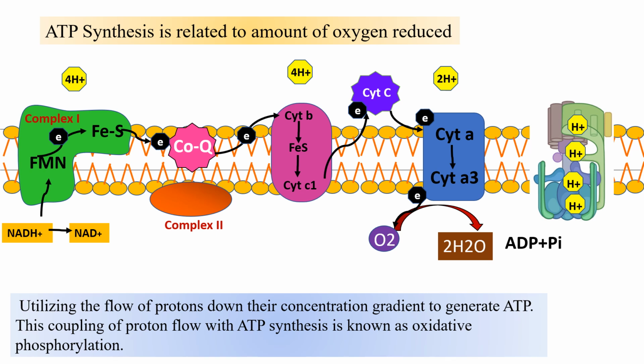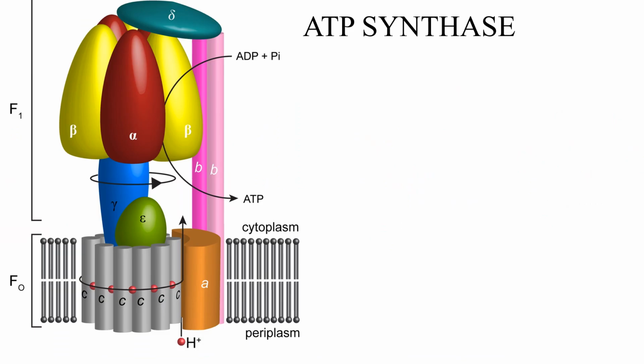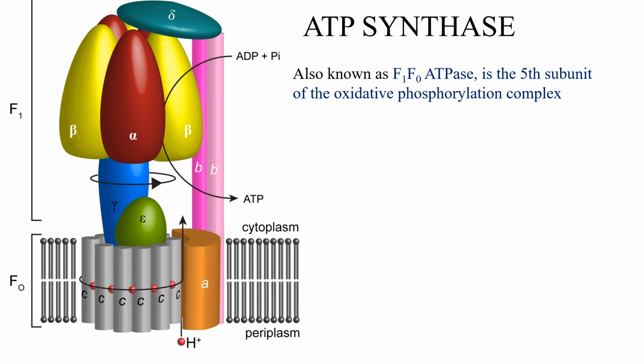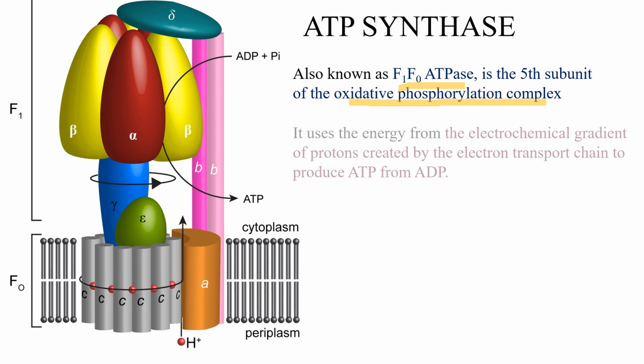So protons enter the matrix through the ATP synthase, and this proton gradient is used by ADP and inorganic phosphate to generate ATP. This production of ATP is known as oxidative phosphorylation. Now we discuss what ATP synthase is. ATP synthase is known as F1 F0 ATPase, and it is the fifth complex of oxidative phosphorylation.